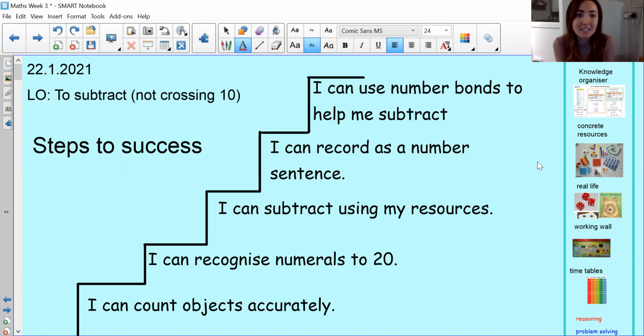Okay, so in our maths lesson today, we are learning to subtract. So we're moving on from addition into subtraction today. And today we're subtracting without crossing 10. Our steps to success are: I can count objects accurately, I can recognise the numerals to 20, I can subtract using my resources, I can record as a number sentence, and I can use number bonds to help me subtract. Just like we've been doing with our addition, we're using number bonds and subtraction today.